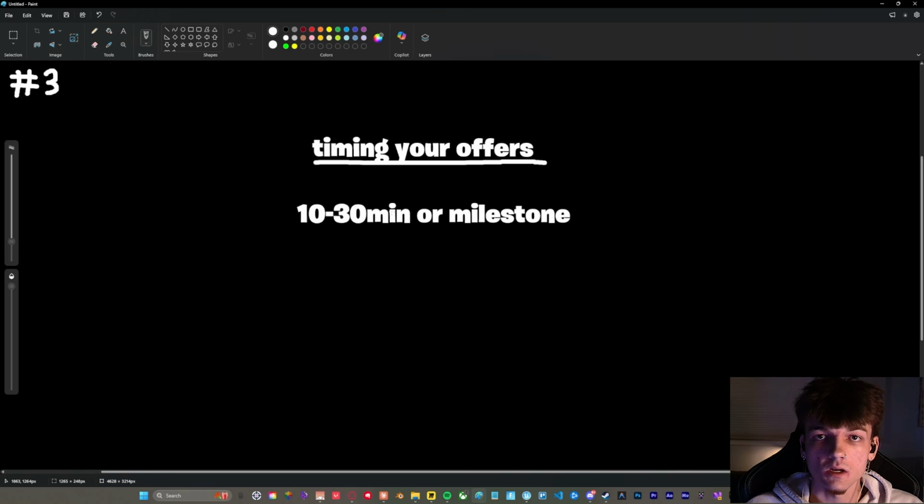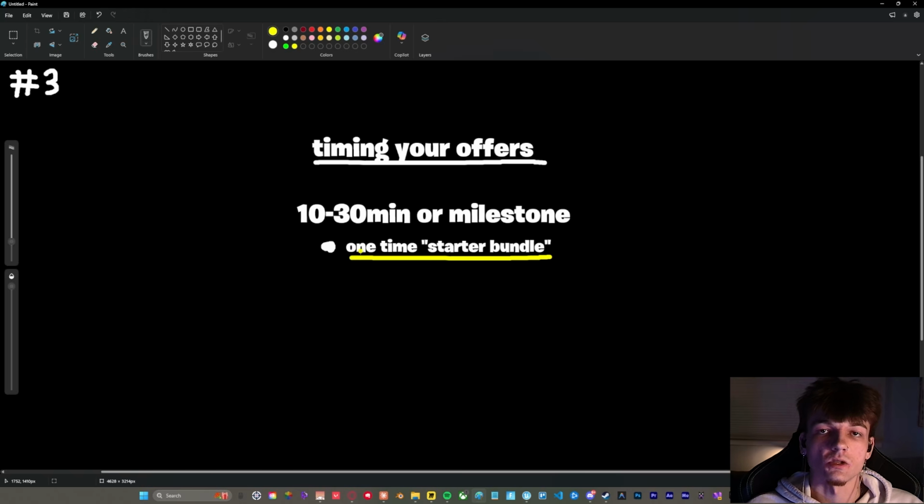So let's talk about how to actually implement this inside of your game. We already know that the first purchase is the hardest thing to make, and not everyone is going to go to the shop all by themselves. A strategy that you could implement inside of your island is after about 10 to 30 minutes or a significant milestone. Let's say you have a tycoon map. 15 minutes in, they have a massive milestone, like maybe they unlock the second floor of the building or what have you.